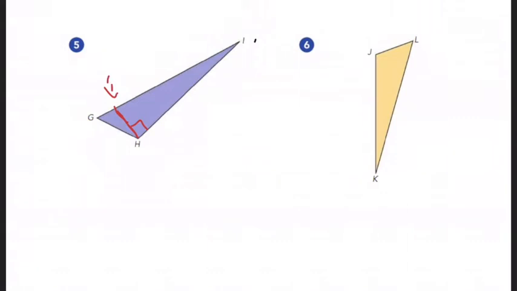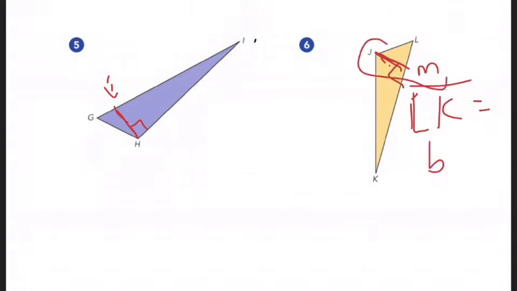All right, let's just try one more here. This one I would go straight down. It's just easier. And put a letter here like M. So LK is the base, and then JM, there's the height.